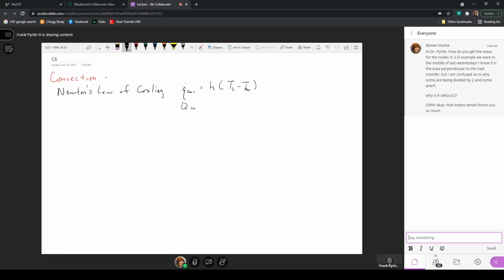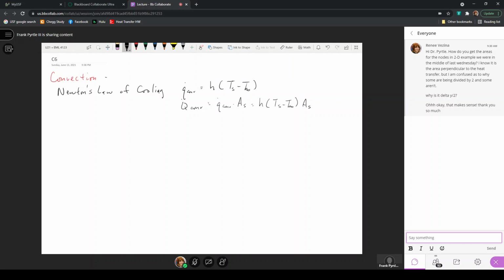The heat transfer rate by convection is just that heat flux by convection times the surface area over which it's occurring. So this becomes h times (Ts minus T infinity) times that surface area.